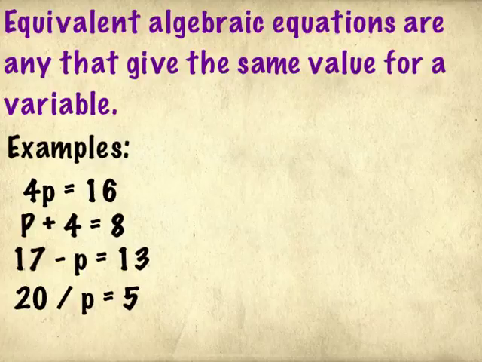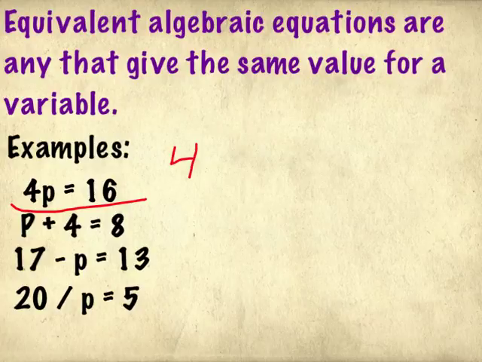So for example, here we have 4p equals 16, p plus 4 equals 8, 17 take away p equals 13, and 20 divided by p equals 5. Those are all equivalent equations because p has the same value in all of them. So 4p equals 16. Remember, 4p is the same as 4 times p. So 16 divided by 4 is 4. That means that p must equal 4.